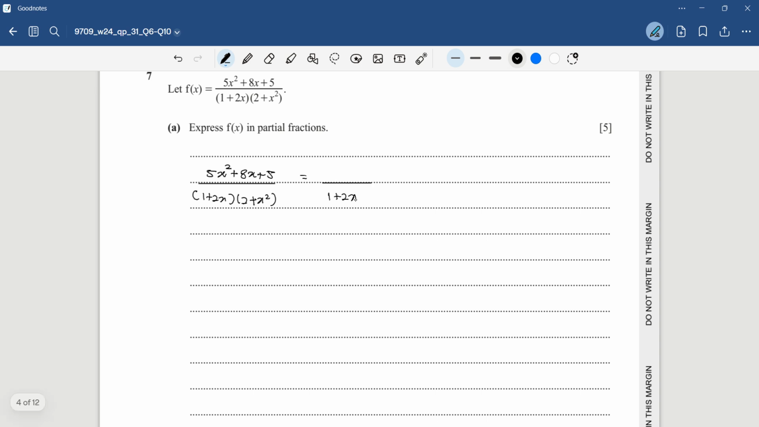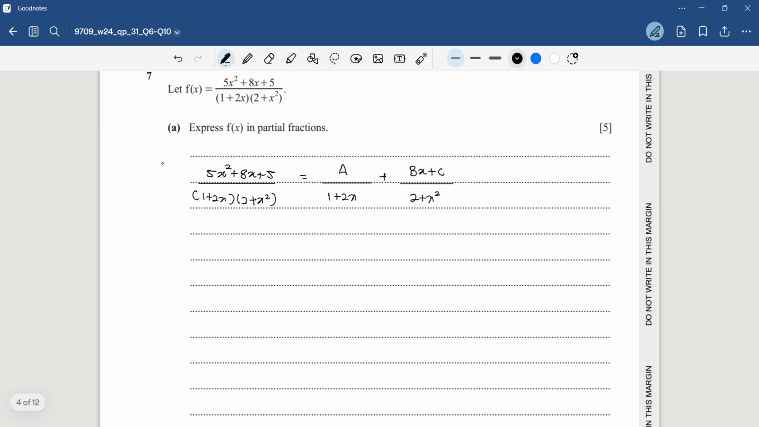Since this is a linear function, I just put a constant on the numerator, plus over 2 plus x squared. Since this is a quadratic, I put bx plus c. Always remember, the numerator will be 1 power lesser than the denominator's variable. If here is linear, the power of x is 1, so here will be x power of 0. Here is a quadratic, so x power of 2, so here will be 1 power less than 2, which is 1, a linear function.